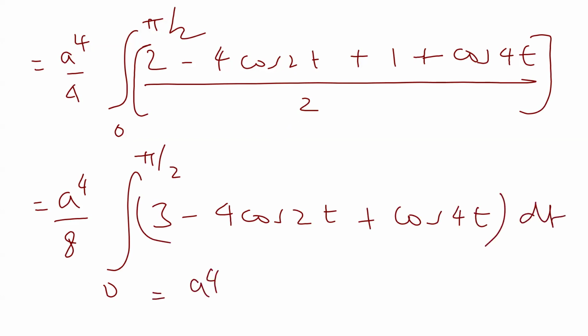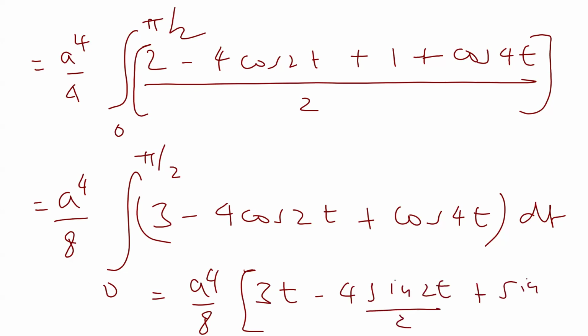So this is going to be a^4/8 [3t minus 4 sin 2t by 2 plus sin 4t by 4]. This 2 and this 4 is due to the chain rule. Okay, and the limits are 0 to pi by 2. Now in place of t, we are going to put pi by 2 in the first bracket, and in the second bracket, in place of t, we are going to put 0.